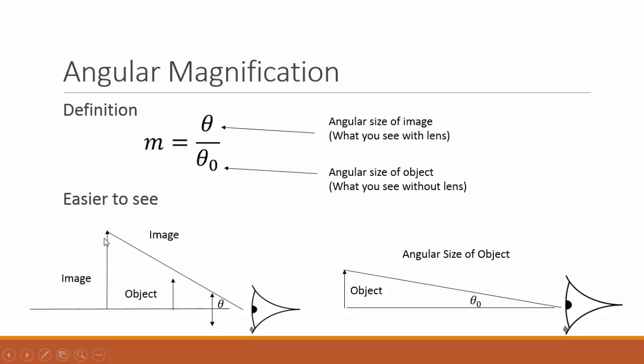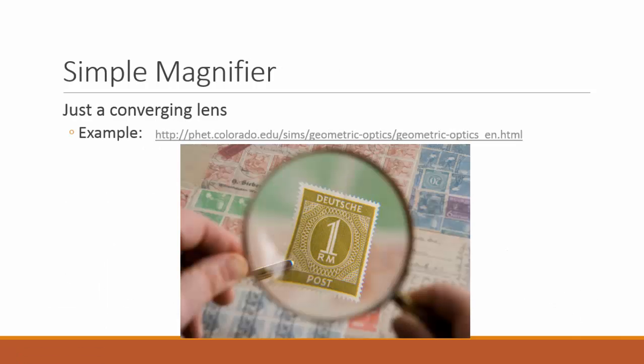Okay, so that could be, for example, as I look at this stamp with my eye, how many degrees are there between a ray that goes from my eye to the top of the stamp and a ray that goes from my eye to the bottom of the stamp. Okay?